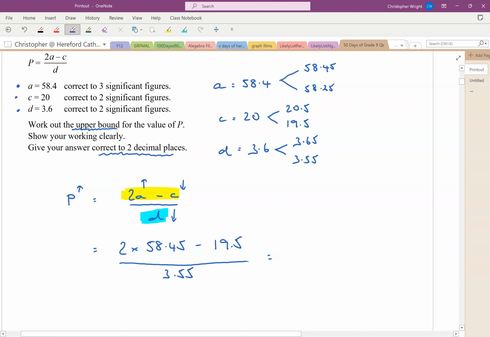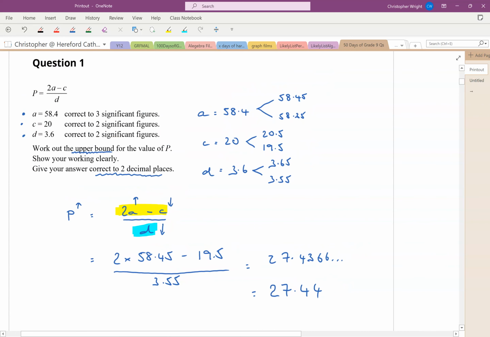Okay, so I'm going to put that in my calculator. I'm going to use the fraction function. 2 times 58.45 minus 19.5 and divided by 3.55. Right, that gives me 27.4366 and so on. And I'm asked for the answer to 2 decimal places, so 27.44. And that is question 1.